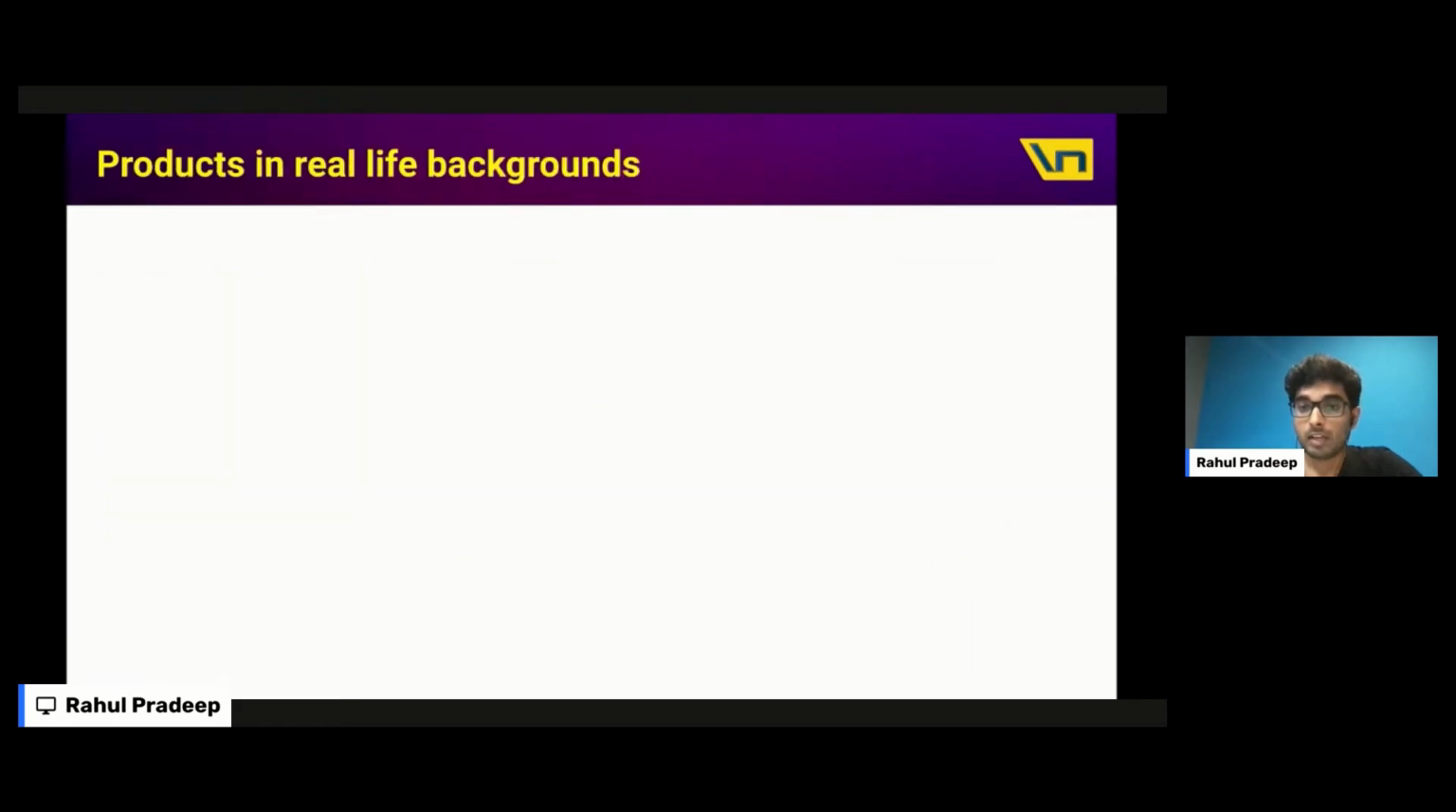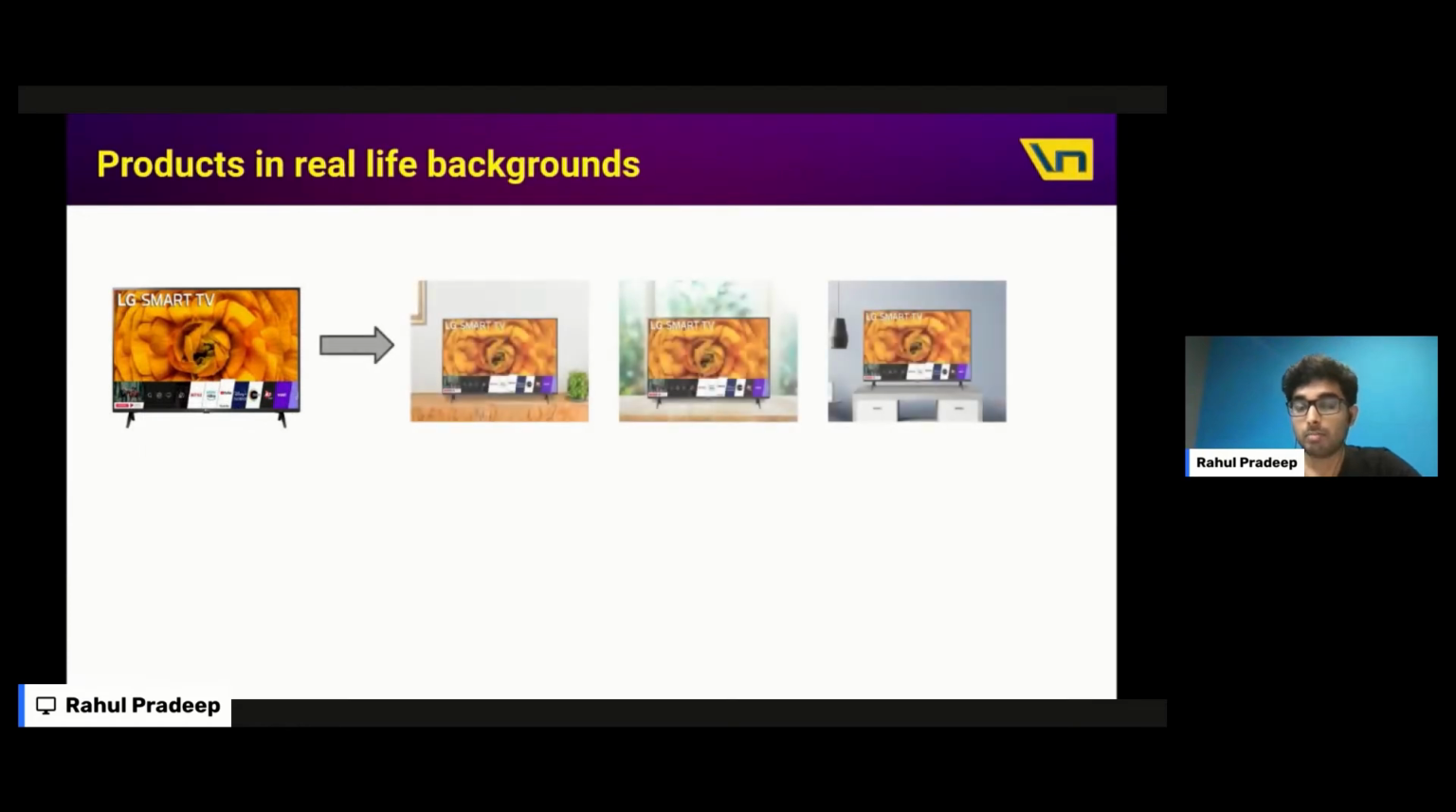Other kind of rich images that we create are where we place products in a real life background. In this case, there is a TV product, and we place it on top of three backgrounds, each of them having different elements in the background, each of them having a different TV unit in this example. So how do we do that?